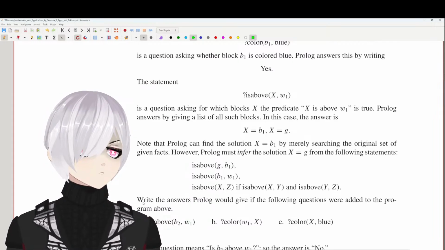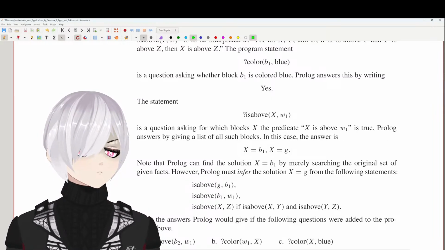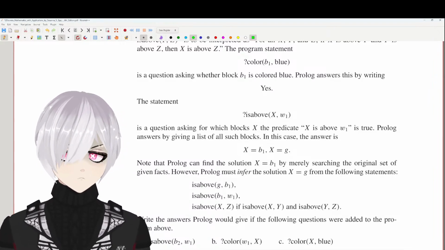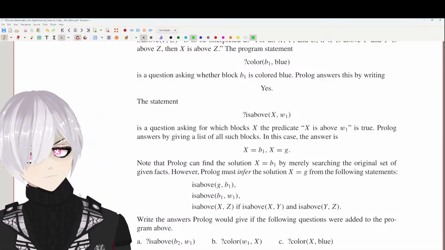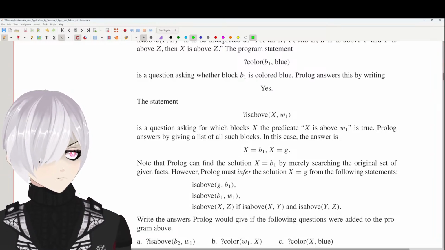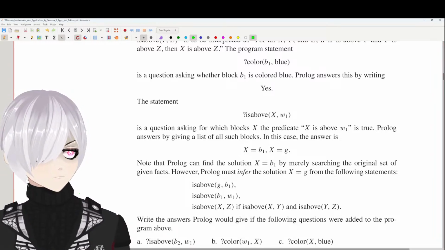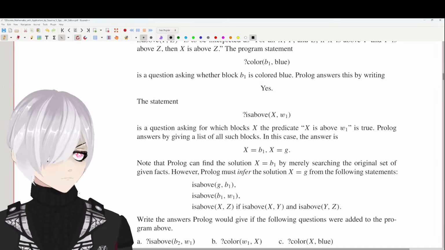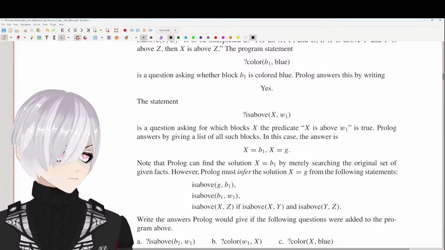So like if G is above B1 and B1 is above W1, then G is above W1. Plugging in the specific constant values for the variables in the third statement.